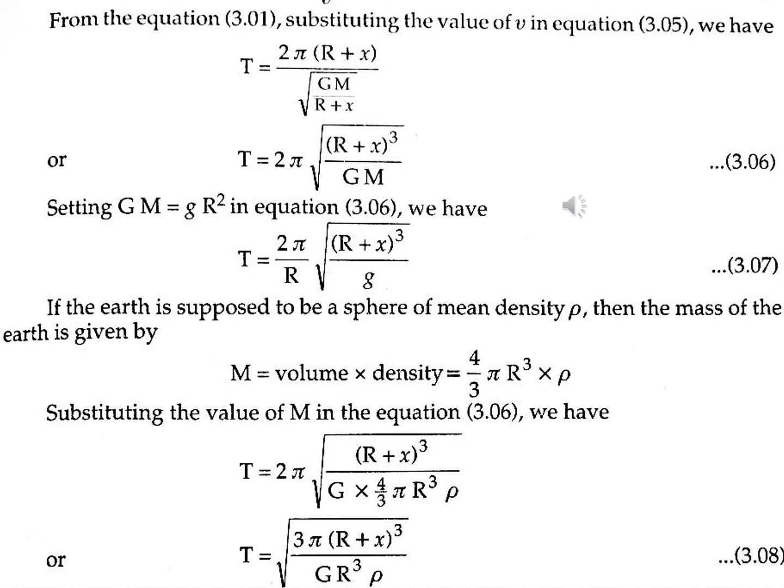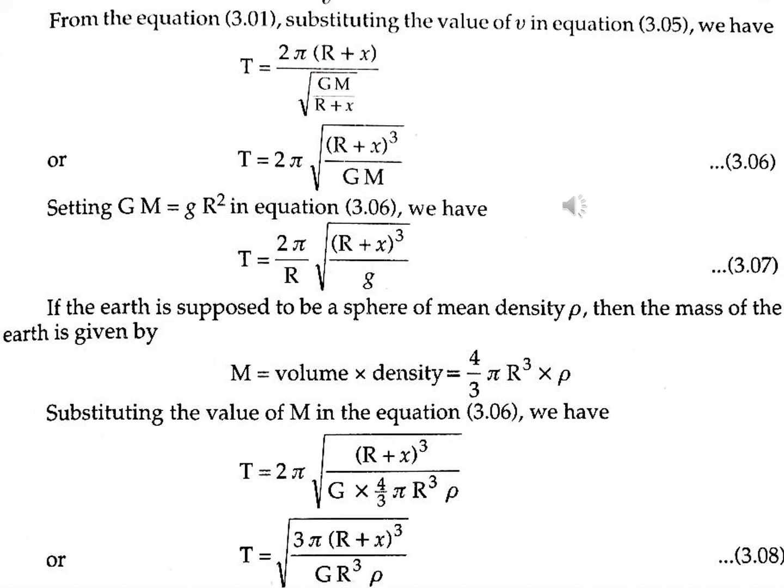So T is equal to 2 pi (R plus x) to the power 3/2 divided by root GM. The gravitational force of attraction between the satellite and the Earth will provide the necessary centripetal force for the satellite to move around the Earth in a circular orbit, where rho is the density, G is the gravitational constant, R is the radius of the Earth, and x is the height of the satellite from the surface of the Earth. So the gravitational force is the product of the mass of Earth and mass of satellite, divided by distance squared.